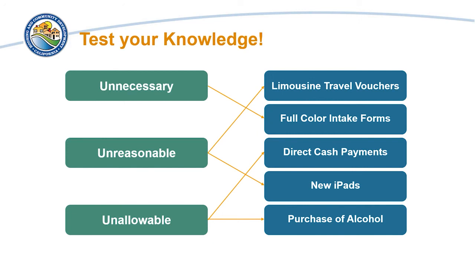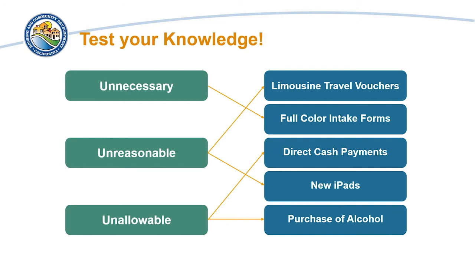Examples of unreasonable costs include limousine travel vouchers, since the cost is substantially higher than a bus, subway, or taxi voucher. Likewise, the purchase of new iPads is an unreasonable cost, especially if similar, less expensive tablets or other means can accomplish the same intended purpose.